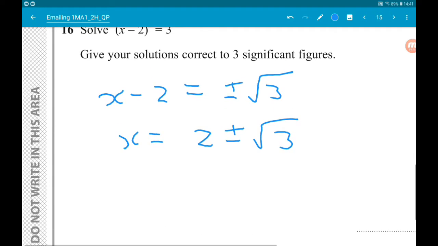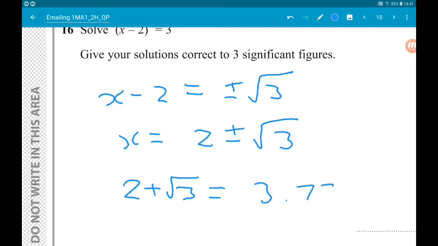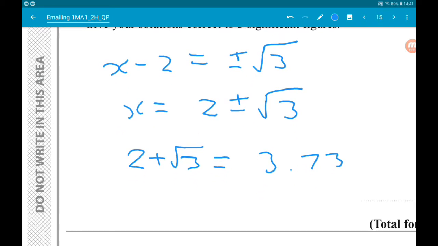So, now we would need to use our calculators. So, 2 add root 3 is 3.73, and 2 minus root 3 is 0.2679, so to 3 sig figs, that's 0.268.